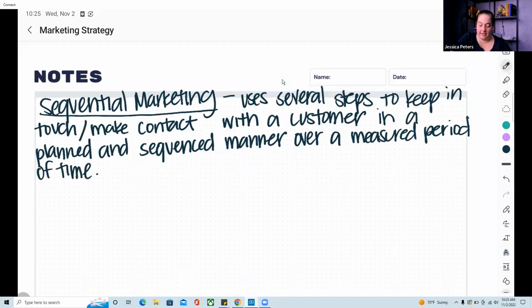So let's look at those words: a planned and sequenced manner over a measured period of time. We are planning out how we are going to try to reach those homeowners. What are our strategies? Are we going to call first? How many times? How often? And then are we going to text? How many times? How often? For how long? Then are we going to do direct mail? Same thing. How often? How long? How many attempts are we going to make? We're planning all of that out so that it's in a planned and sequenced manner, and we're doing it in a way that we're going to reach them.